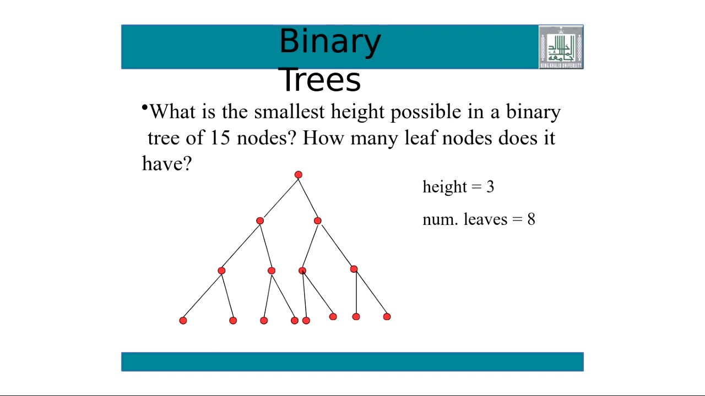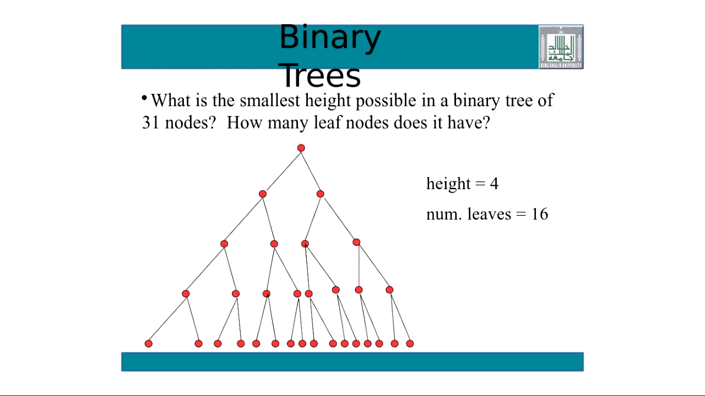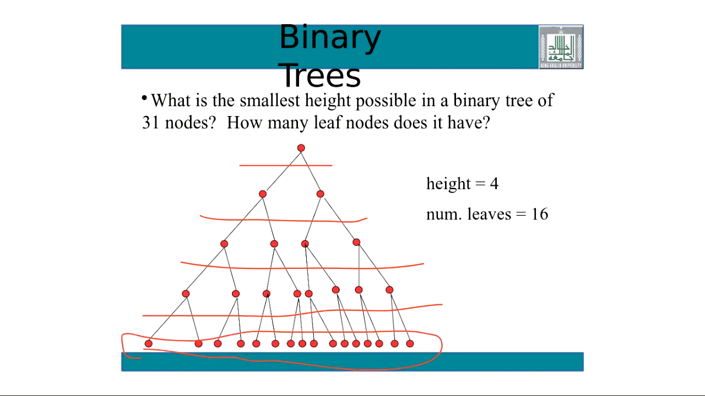Okay, and see this one, the height of the tree is 3, 1, 2, 3. Then this is another example. Height of the tree is 4, 1, 2, 3 and 4. The height of the tree is 4. The number of leaves is 16. These are leaves.